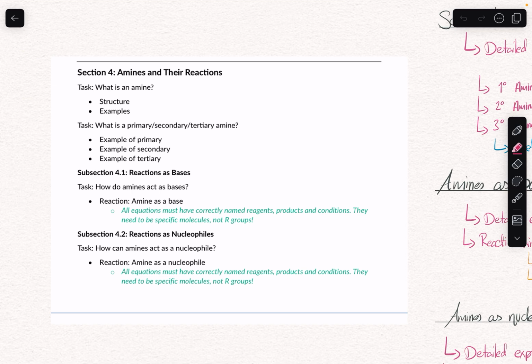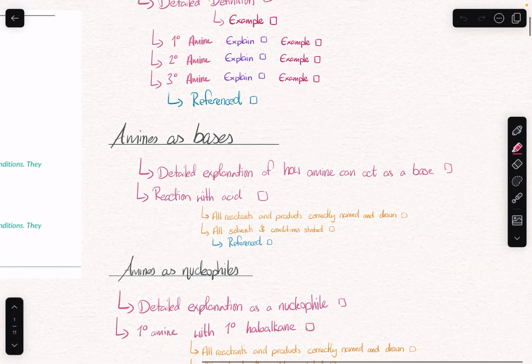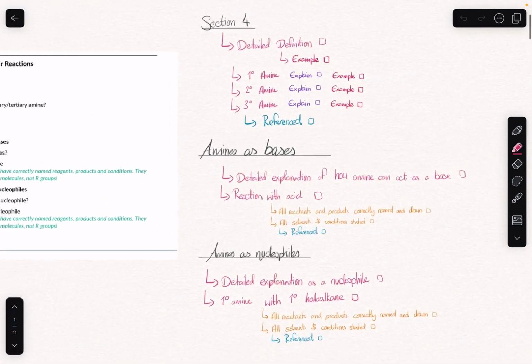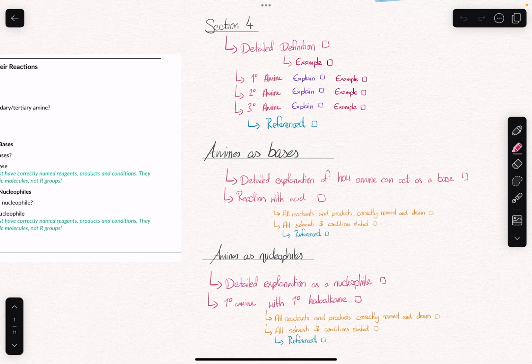This is slightly different to the primary, secondary, tertiary of alcohols and haloalkanes. And then we've got two reactions that we need to cover. One is a base, one is a nucleophile. But fairly straightforward, fairly easy. Again, I've given you guys a checklist, so this should help you out with your assignments, so you have an idea of where you're up to, what you're missing. This is the best way to check it and to double check it.